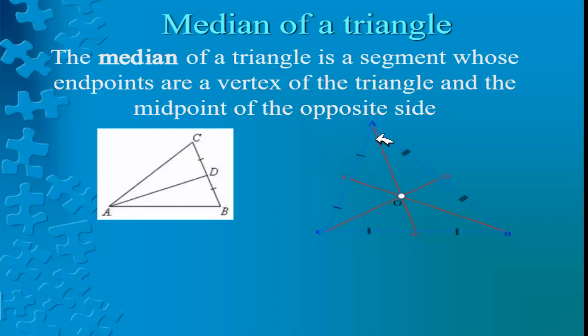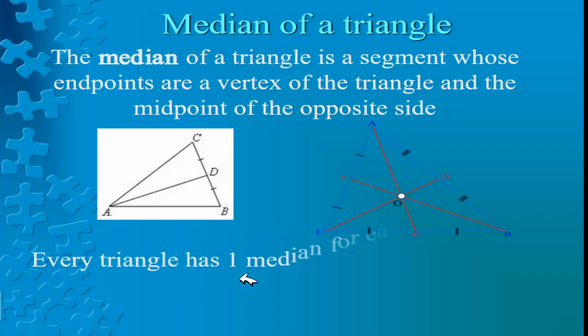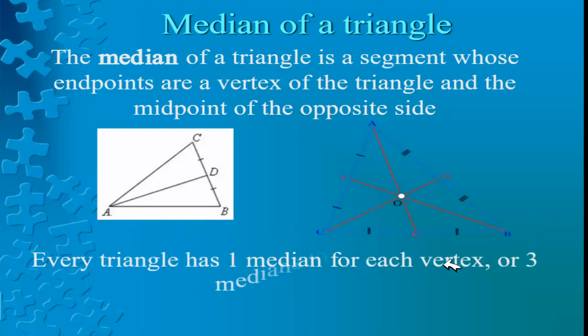Here, these three line segments in red color are called the three medians. So any triangle has three medians, and the three medians intersect in one point. That is the point of concurrence or concurrency. Every triangle has one median for each vertex, or three medians total.